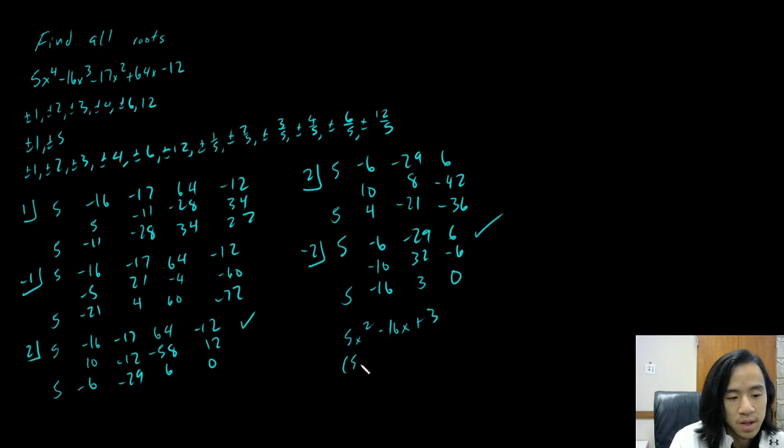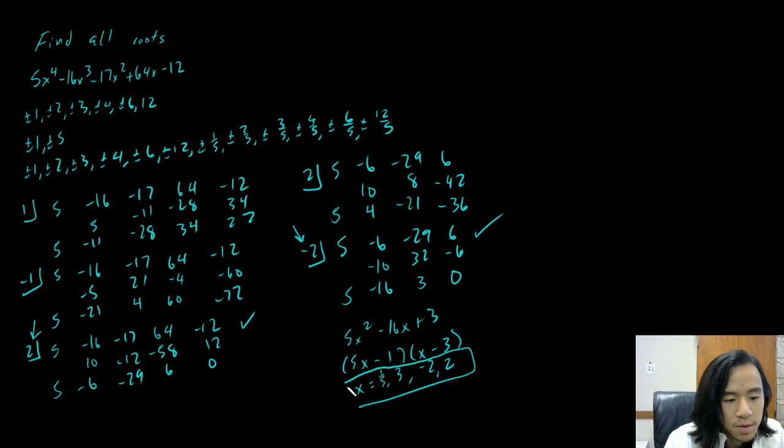And we're going to factor this, however you would like to factor it. This is how I factored it, and hopefully you got the same answer. Since we're finding all the roots, we can find the roots of this quadratic. So x is equal to 1/5, x is equal to 3, and then x is going to be equal to negative 2 and 2 as well. And that is going to be your answer.